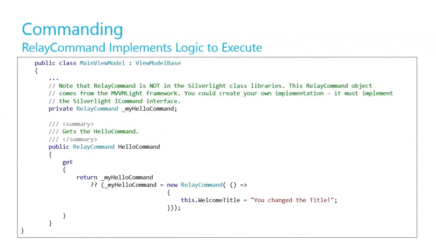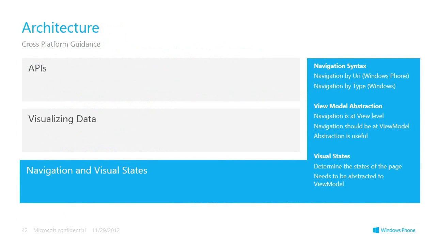So this is the kind of code you'll see in your view model to actually execute the logic. In this simple example, we're executing a MyHelloCommand which sets the WelcomeTitle property on the view model to change the title. But obviously in a real application that would be much more sophisticated.